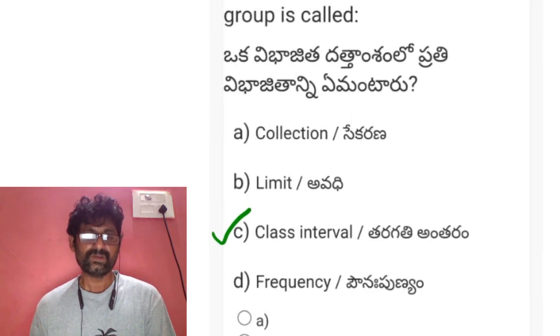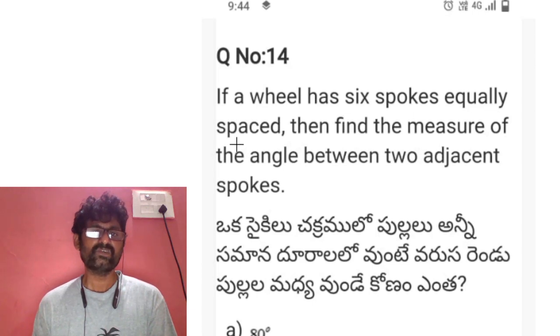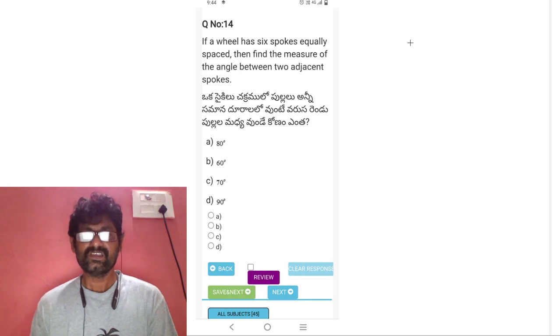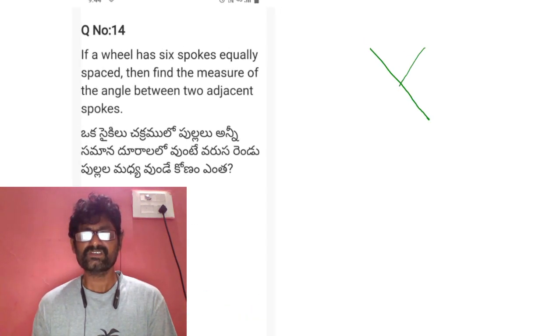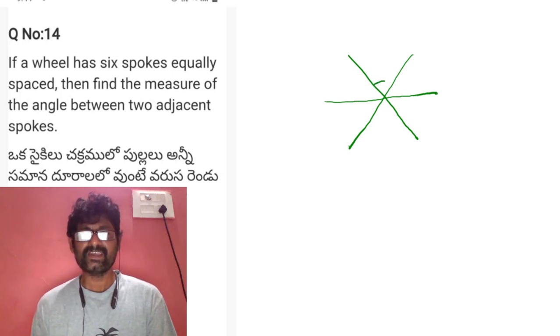Next, let's go to the 14th problem. If a wheel has 6 spokes equally spaced, then find the measure of the angle between two adjacent spokes. Suppose we draw a wheel with 6 spokes like this, which are equally spaced. That means the angle between two adjacent spokes is equal. Suppose we take one angle as x, the remaining angles are also equal to x.